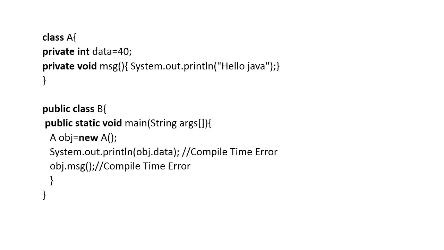If I try to print the data of class A, I will get a compile time error. If I try to call the method message, I will also get a compile time error, because this data member and method are private to class A, so I cannot access them outside the class. If I try to access these members, I will get a compile time error.